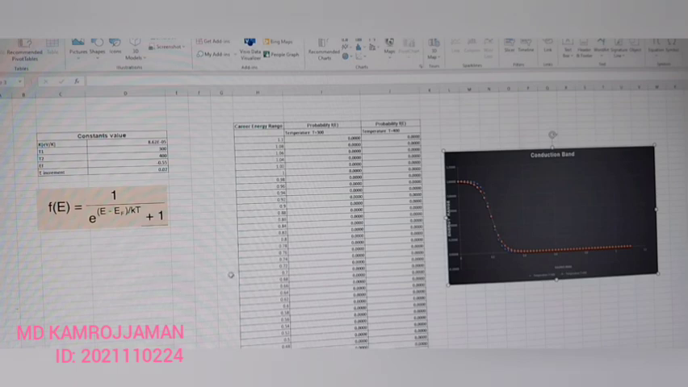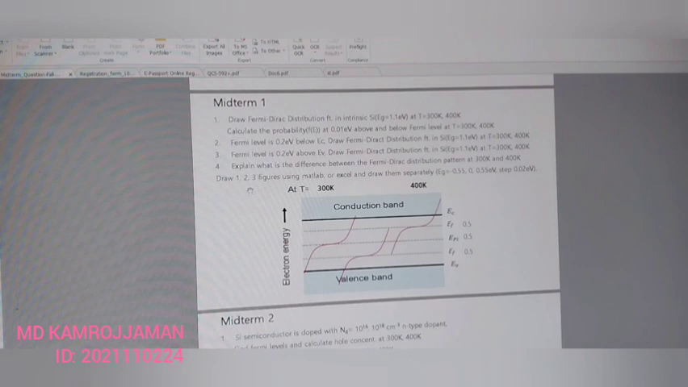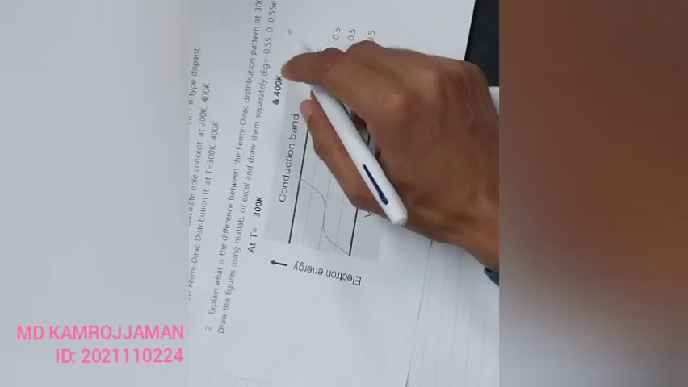And the same way we can solve question number 3. This question says that the Fermi level is 0.2 electron volt above the valence band. Question number 2 was the conduction band, this is the valence band. So the Fermi-Dirac distribution function in silicon, the energy gap is 1.1 electron volt, at the same temperature.